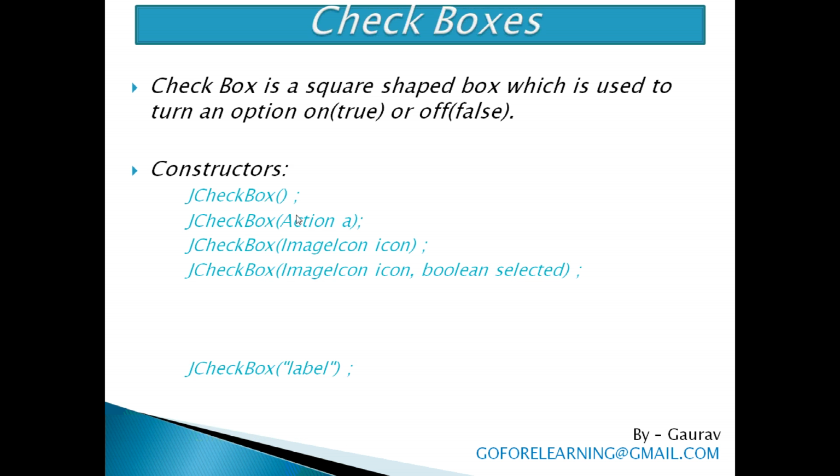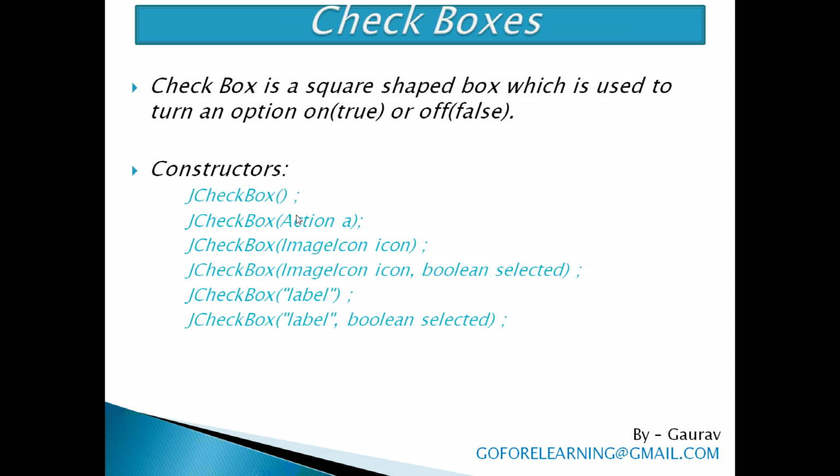Another way to create an initially unselected checkbox with text is JCheckBox(label). We need to pass the label. If we want to create a checkbox with text and specify whether or not it is initially selected, then we need to write JCheckBox and pass the label and the selected boolean parameter.